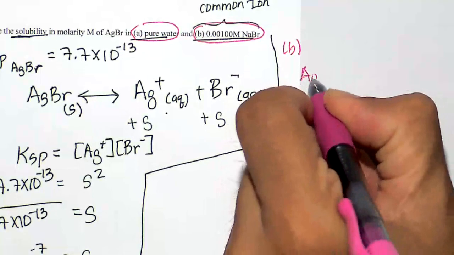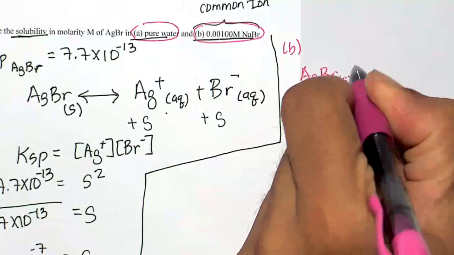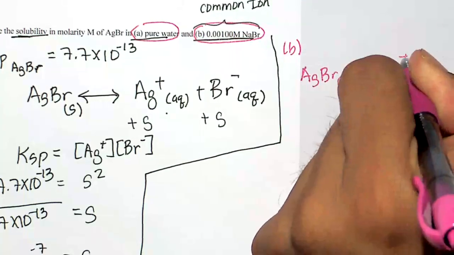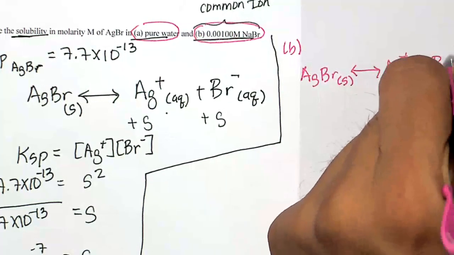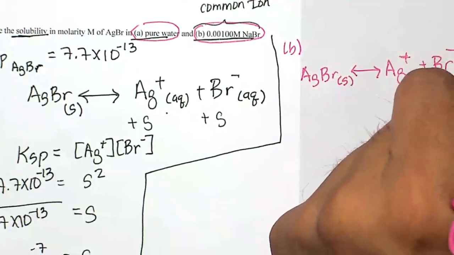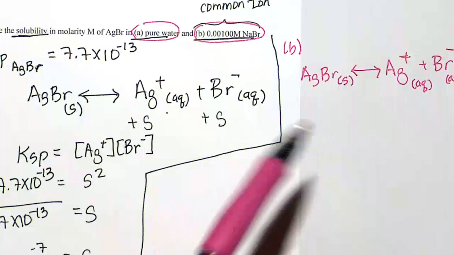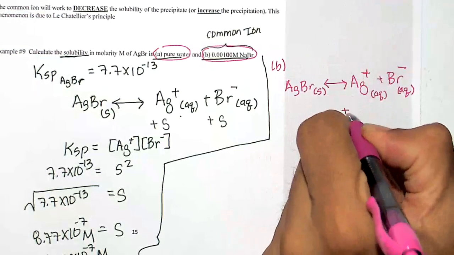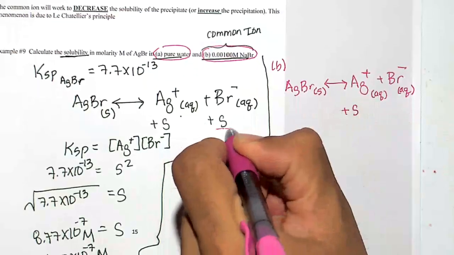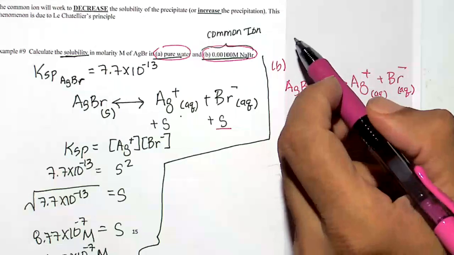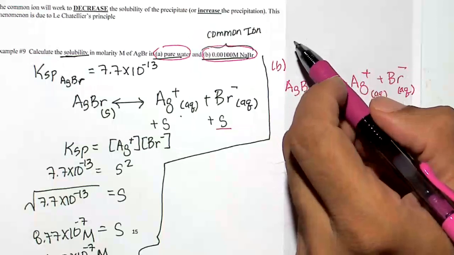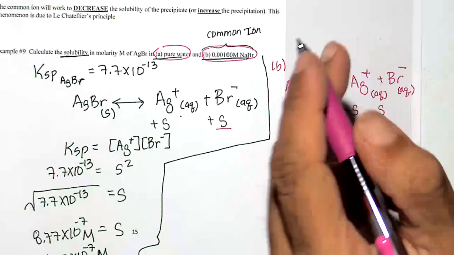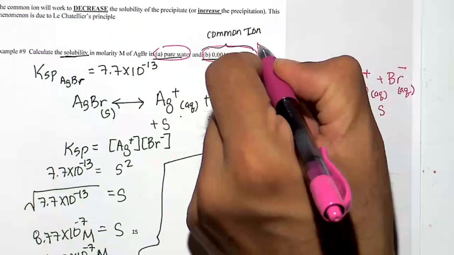Okay, we'll write our same equation. Some of that AgBr will go this way. This will be plus S. This Br will be plus S as before. But what is another source of bromide here? What is the other source of bromide ion? Very good, the common ion.